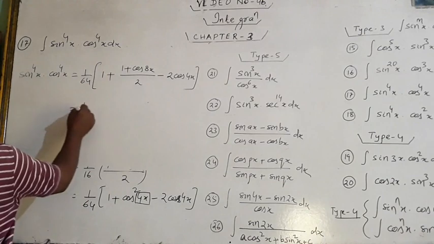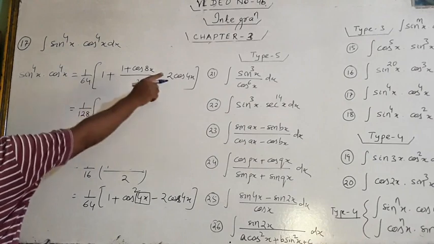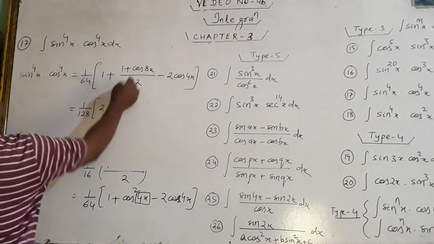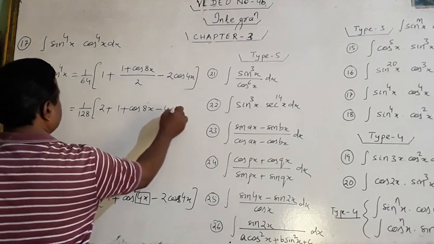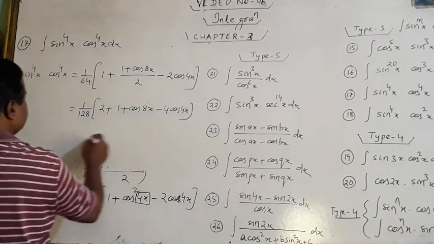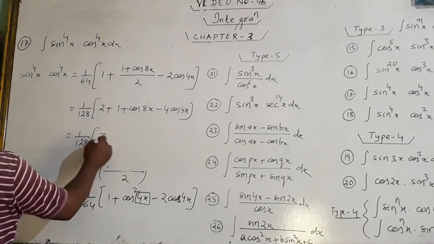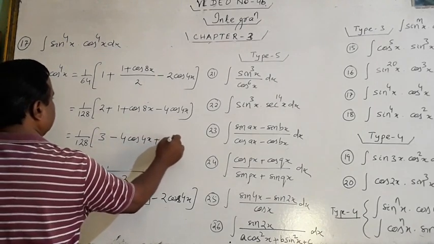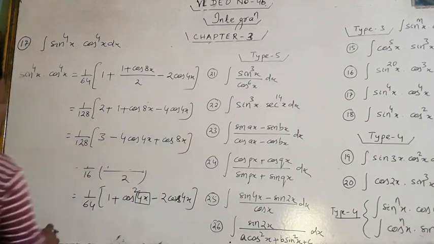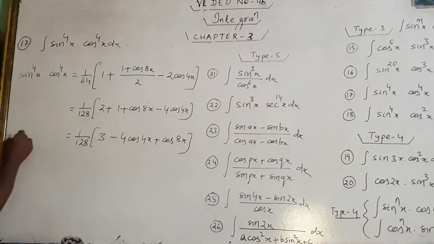Take LCM or multiply 2 here. 128. Then multiply 2 to each term. It becomes 2, and it becomes 1 plus cos 8x minus 4 cos 4x. It becomes 1 by 128. 2 plus 1 is 3, minus 4 cos 4x plus cos 8x. Look at this place. Now it is your sine 4th into cos 4th.